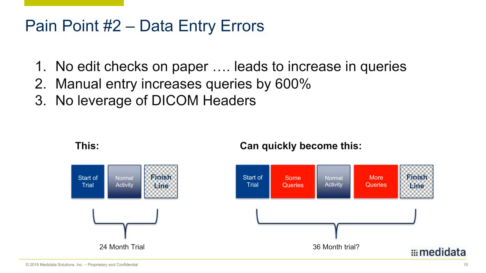Alternatively, though, having these forms auto-completed with data points we already know is much more powerful. Even more so if you can leverage the data that already exists in the DICOM headers. Creating scripts to auto-complete these common imaging forms has actually led to a 600% reduction in queries, a big milestone. So Nick, I know you guys deal a lot with data entry errors versus some of the traditional methods. Why don't you chime in on this?